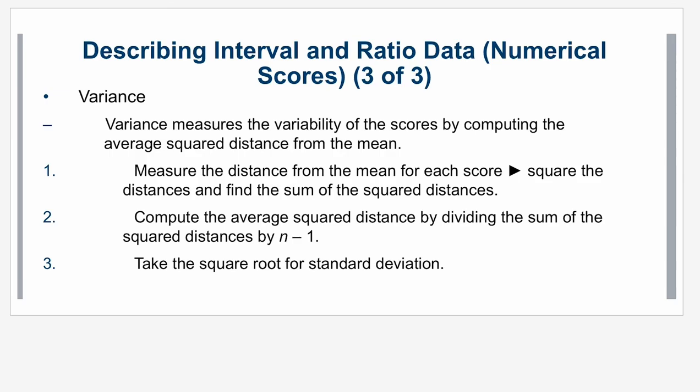Then you would make a third column and you would square all those distances. So that 2, you would square it, make it 4, and you would do that all the way down the column. And then you add all of those squared distances or squared deviations up, and that gives you a larger number. Then you find the average squared distance, right? Because we have squared distances, we're going to find the average squared distance by dividing the sum of those squared differences.